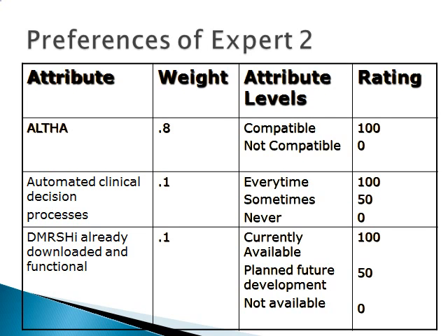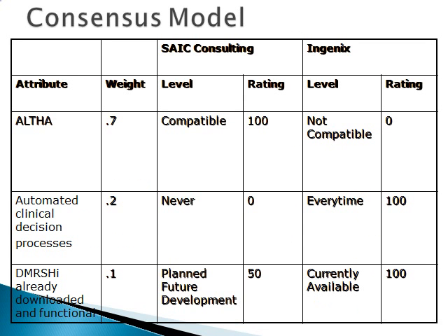With expert number 2, Ms. Jones, we see her rating things a little bit differently. On a scale of 1 to 10, again, she gives a 0.8 for compatibility with ALTA. She might weight things a little bit differently on automated clinical decision processes, and whether or not she can get at the personnel information has a little bit different weight. We come up with a consensus model once we have talked about what is truly important and weighted that out.